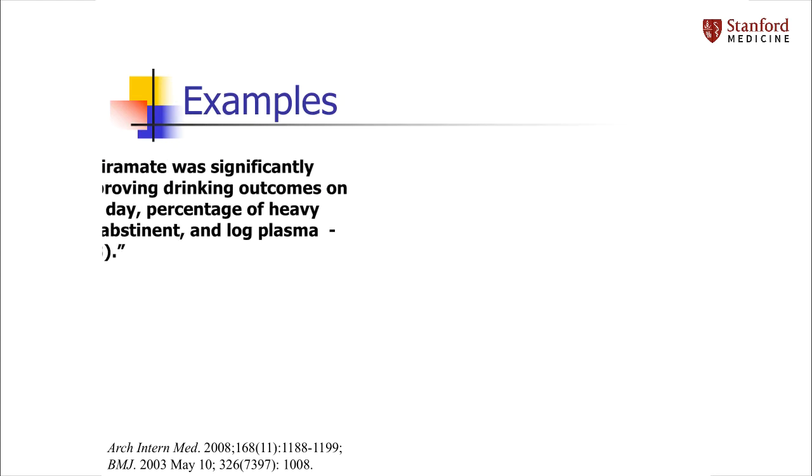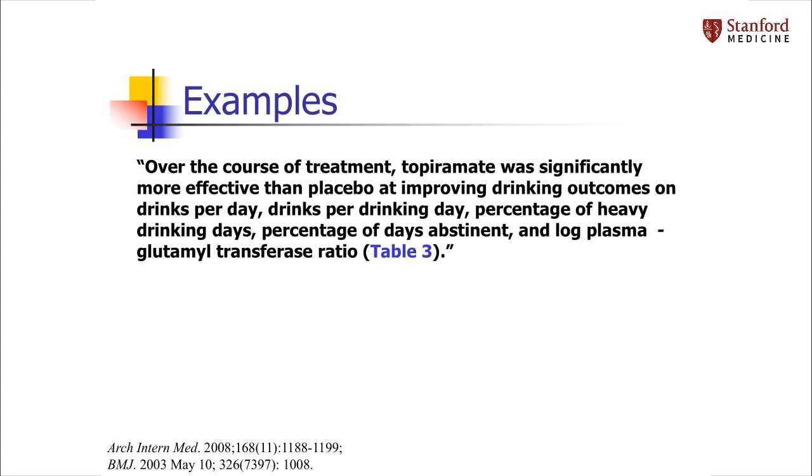Here are some examples. The first reads, over the course of treatment, topiramate was significantly more effective than placebo at improving drinking outcomes on drinks per day, drinks per drinking day, percentage of heavy drinking days, percentage of days abstinent, and log plasma glutamyltransferase ratio.